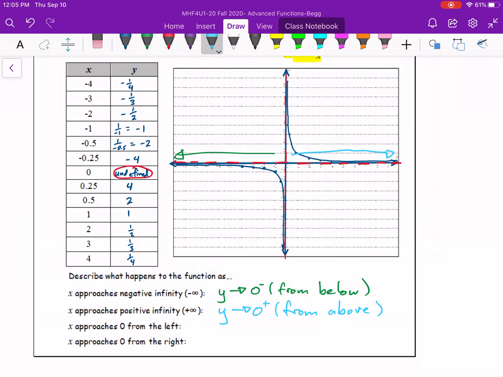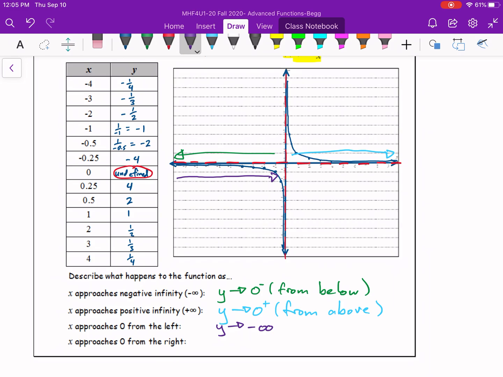What happens as x approaches 0 from the left? Let's go purple, all right? So as I go from the left, I'm coming in from the left side of the graph towards the y-axis. Well, y values are going downward, they're going down very sharply, and so they're just getting bigger and bigger negative numbers. They're approaching negative infinity.